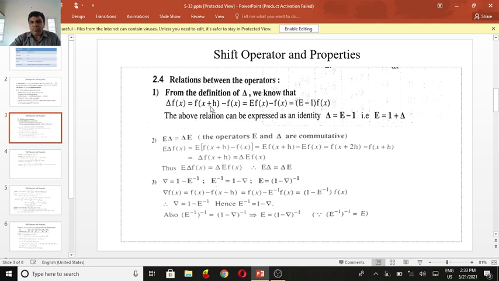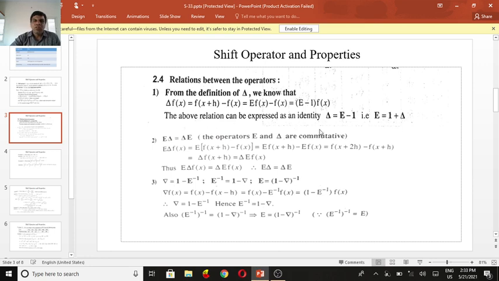But f of x plus h is E f of x. So we write E f of x minus f of x. Taking f of x as common, we get E minus 1 times f of x. The above relation can be expressed in identity form. Delta is equal to E minus 1. Since f of x gets cancelled, we can write delta is equal to E minus 1, or E is equal to 1 plus delta.